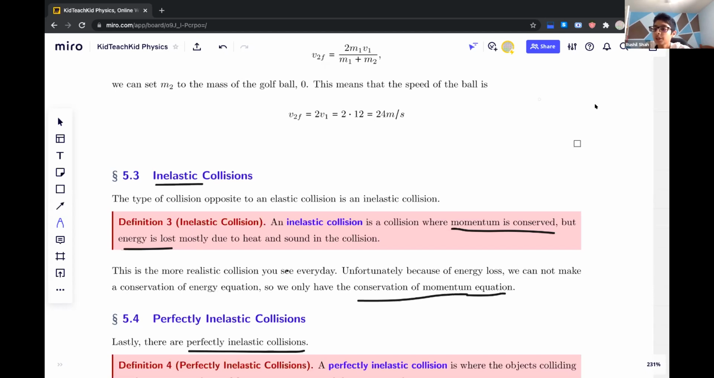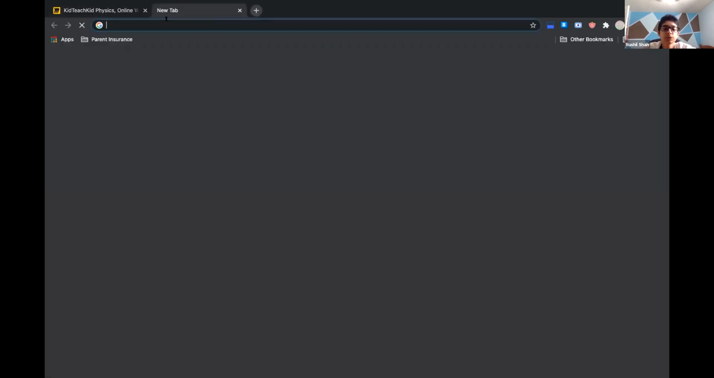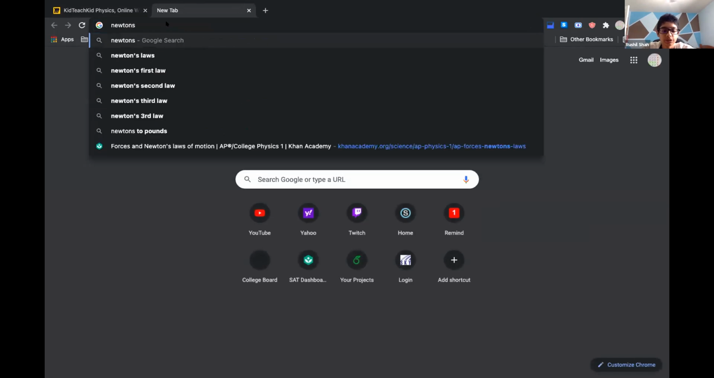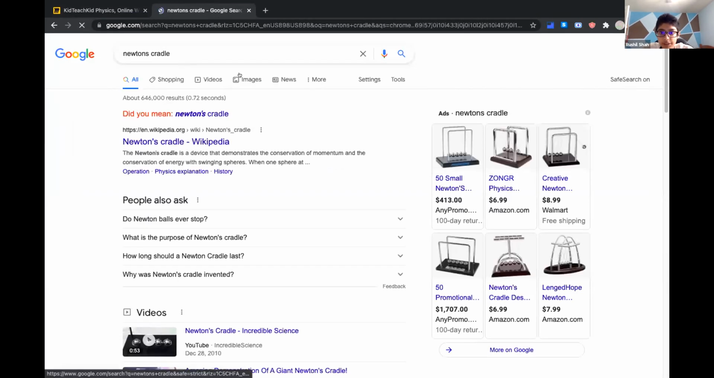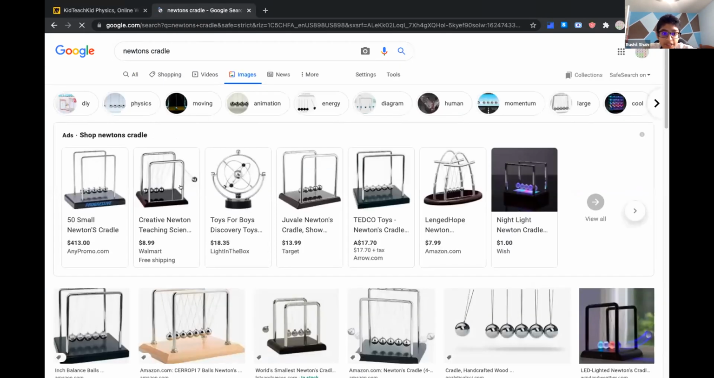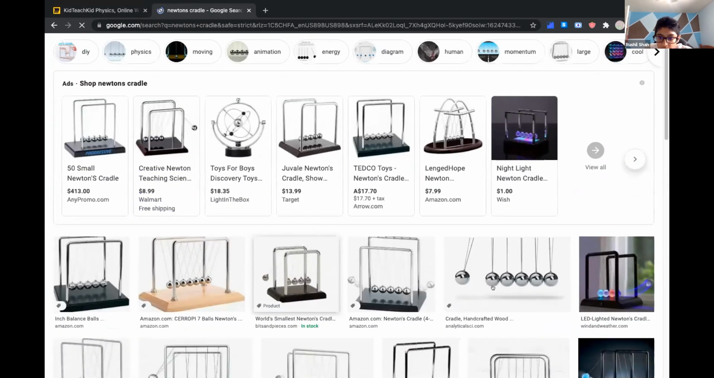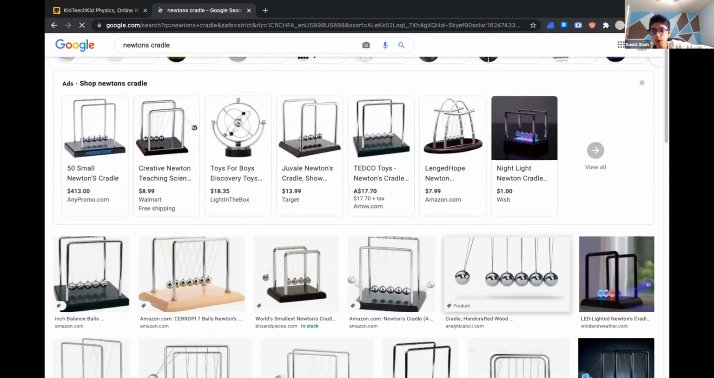So for example, I don't know if you guys know this, but there's something called a Newton's cradle. And I think if I search up a picture of it, you guys might understand. So Newton's cradle, if you just search that up, images. So it's basically this thing right here. And what it does is if you pull up one of the beads and then let go of it, it collides with all of the other beads and then shoots the next bead back into the air.